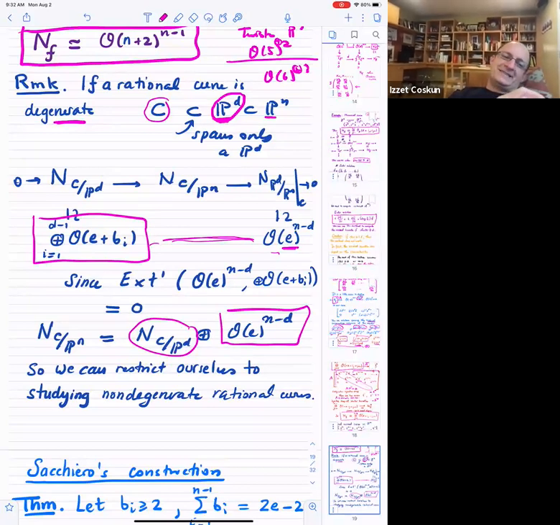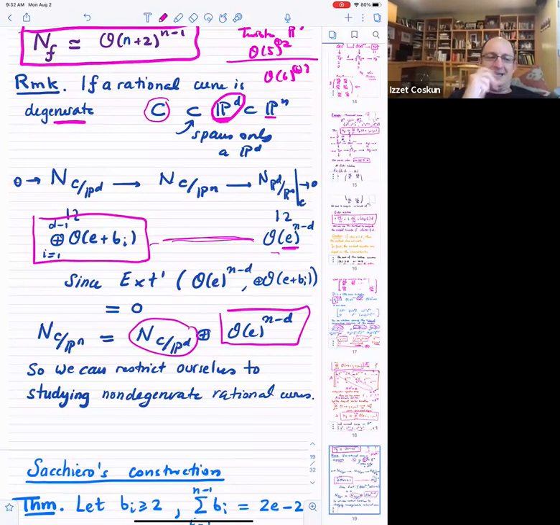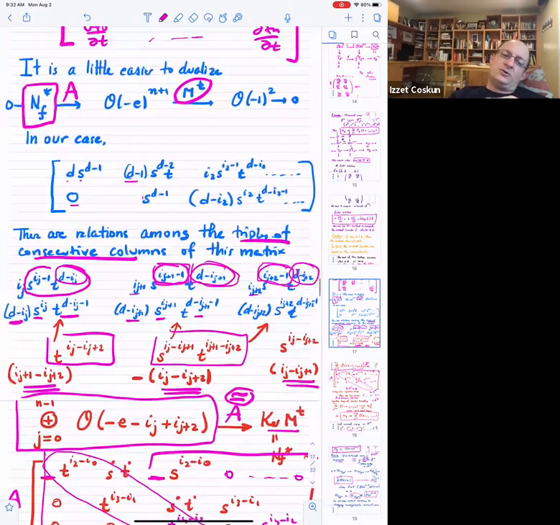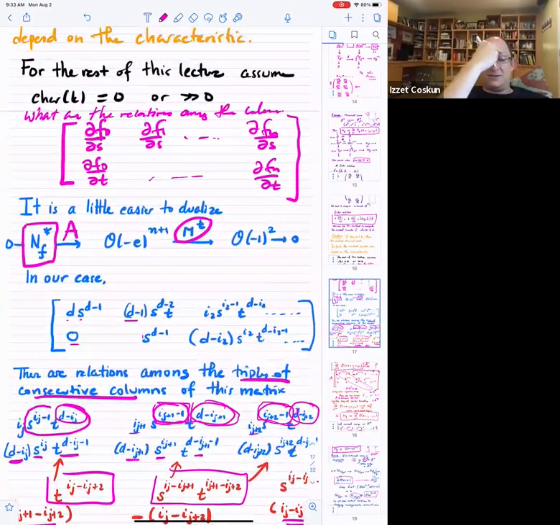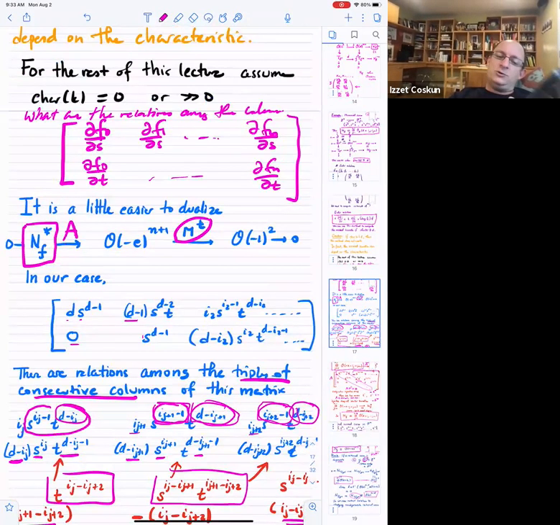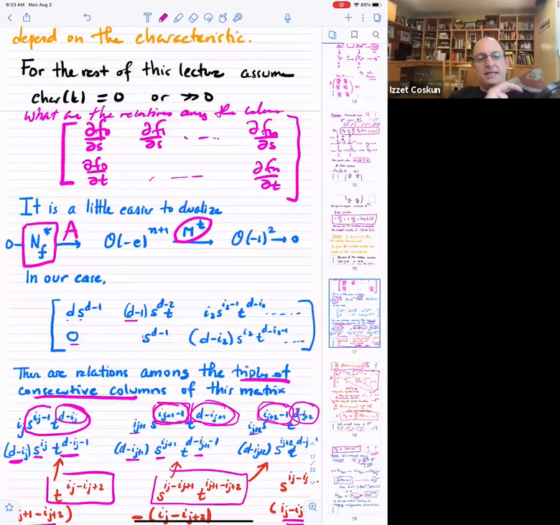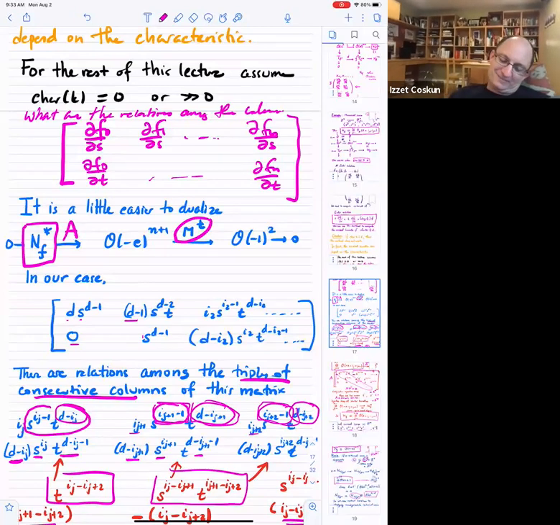Okay, so this was an example, and I hope it gave you a sense of how you can compute these things. If you get nothing else out of these lectures, you should get that, if you're given a rational curve in projective space, then at least in characteristic 0, or if the characteristic does not divide the degree, you can compute the normal bundle of this thing by some linear algebra. And the linear algebra is that you look at your Jacobian matrix and then you look at the relations among the columns of this matrix.